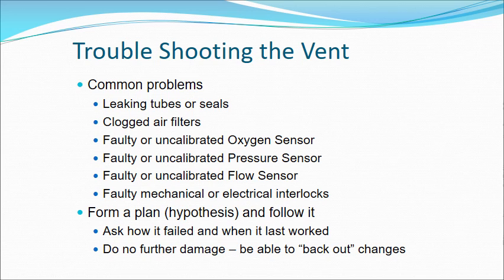But some of the common problems that you would have with a ventilator as well as an oxygen concentrator: you're going to have leaking tubes or seals. Leaks are always the number one problem with any kind of pneumatic system. Clogged air filters are right up there. And a faulty or uncalibrated oxygen sensor. Now, we mentioned, for instance, the LTV 1000 has its own oxygen sensor, and it can control the amount of oxygen saturation coming out of the ventilator.